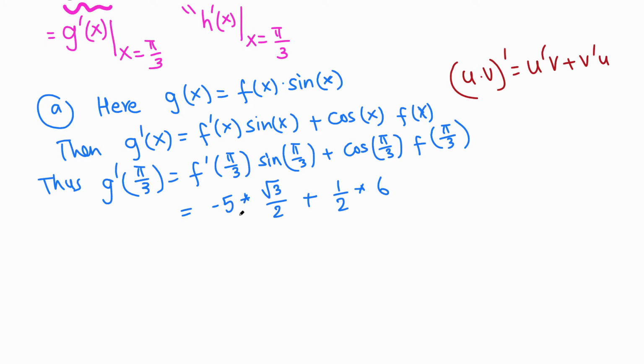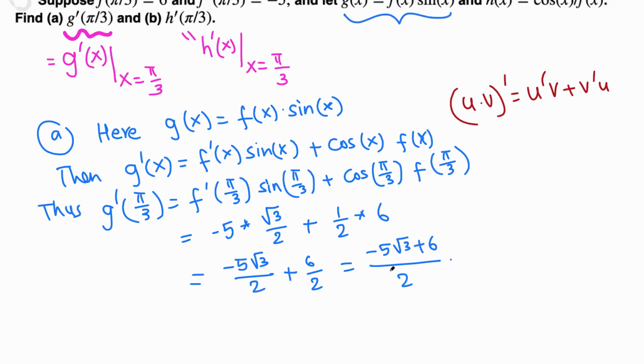Okay, now let's simplify. There's nothing to multiply, so negative 5 root 3 over 2 plus 6 times 1/2. The 2 cancels into 6 three times, but I'm going to write 6 over 2, or you can write just 3, fine. Then I can take the common denominator, so negative 5 root 3 plus 6, all over 2. Don't go for decimals, never go for decimals. So that's part A.